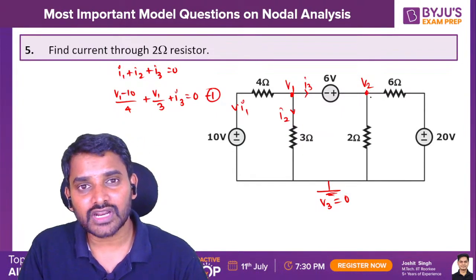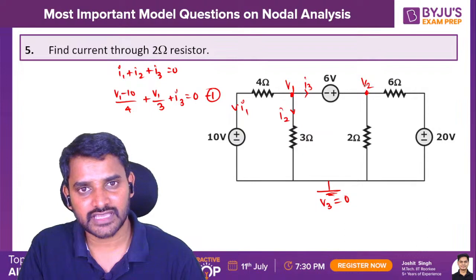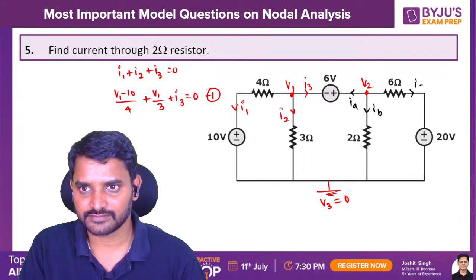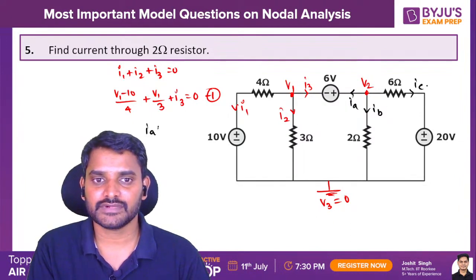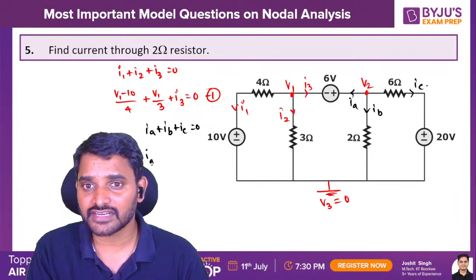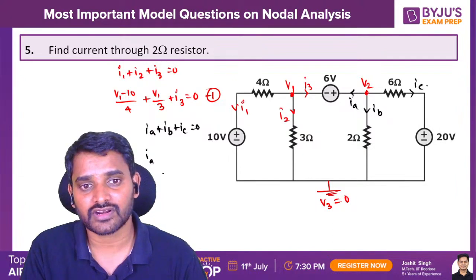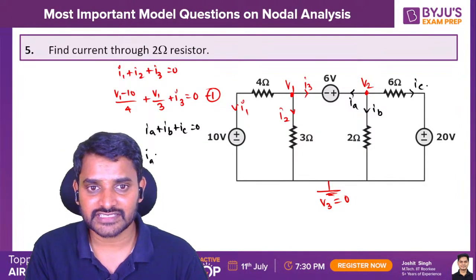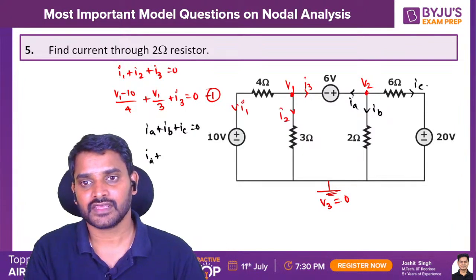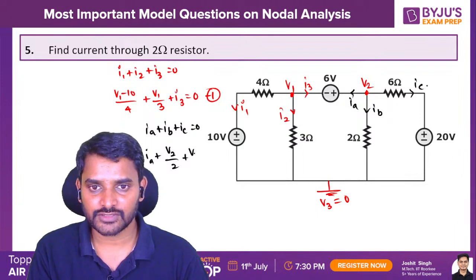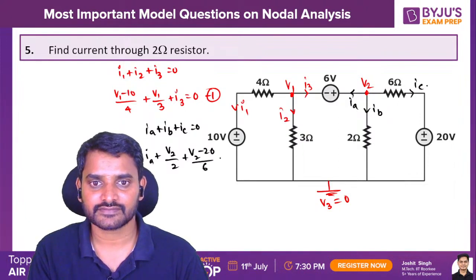Now I just wanted to write one more node equation on this side, that is V2 node. So let me write this as IA, IB, IC. So IA plus IB plus IC is equal to 0. IA we cannot write, V2 minus 6 minus V1 divided by resistance. Resistance is not there, we cannot write. So I am writing IA as it is. IB, V2 divided by 2. And IC, V2 minus 20 divided by 6 is equal to 0.